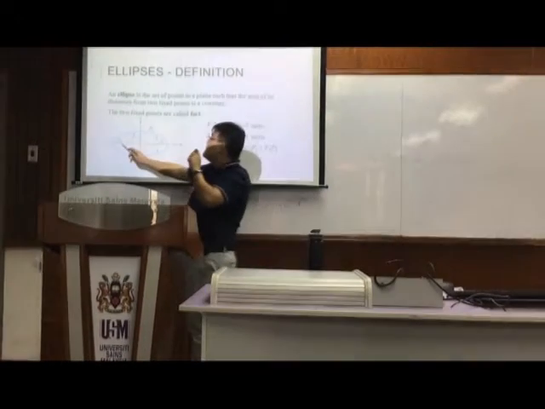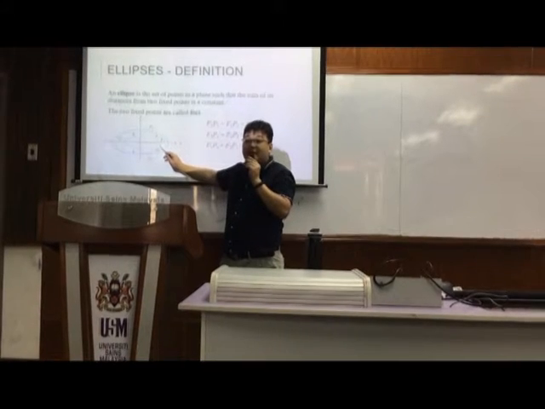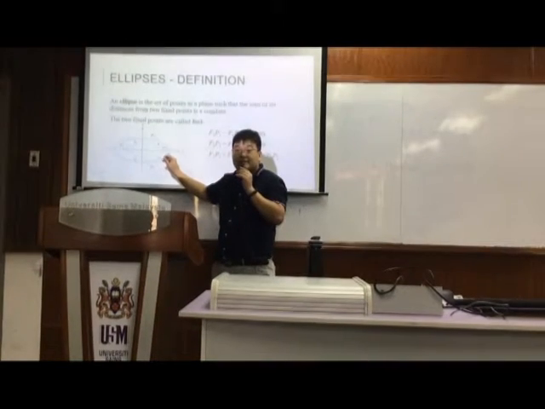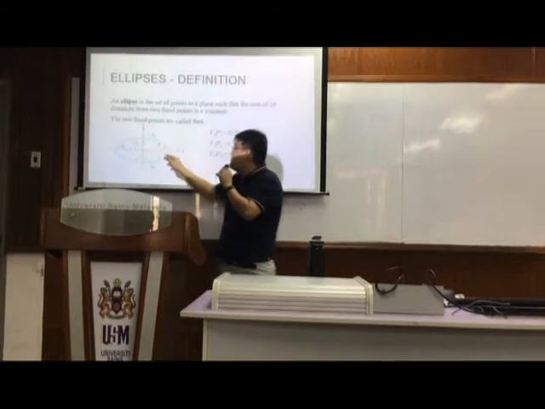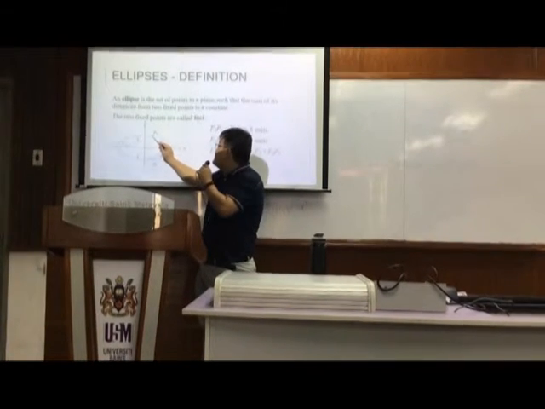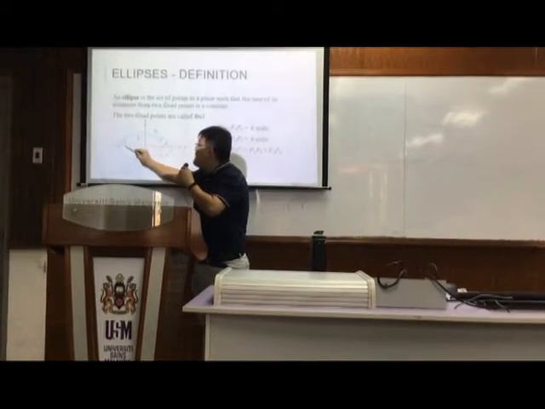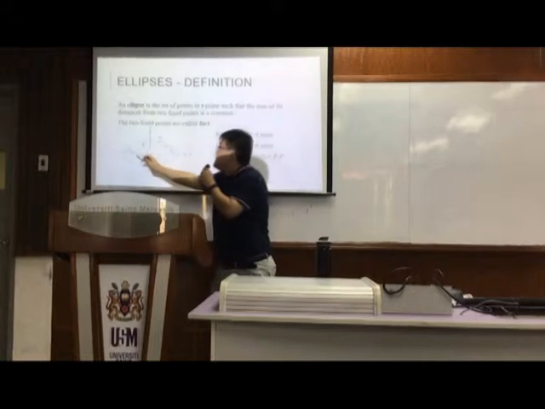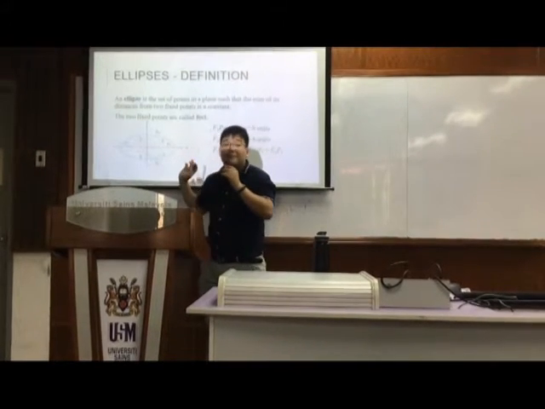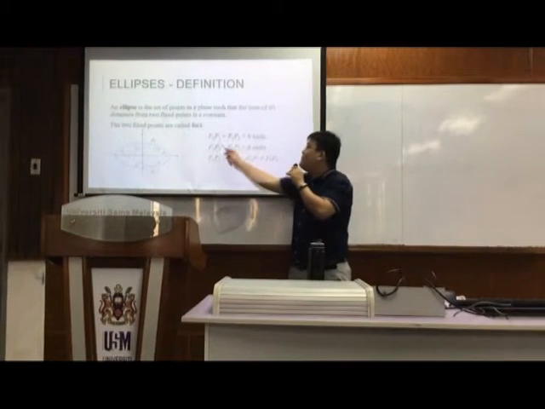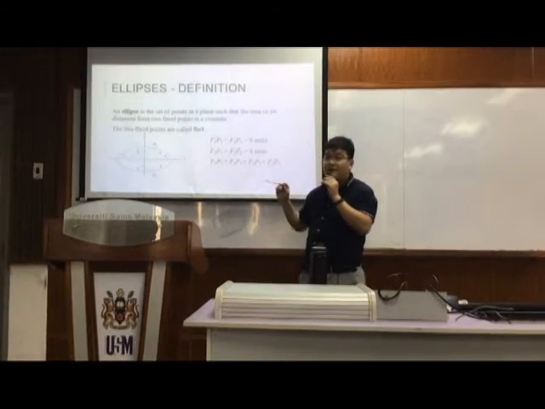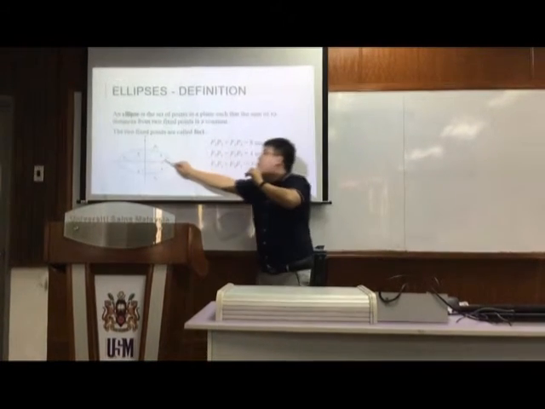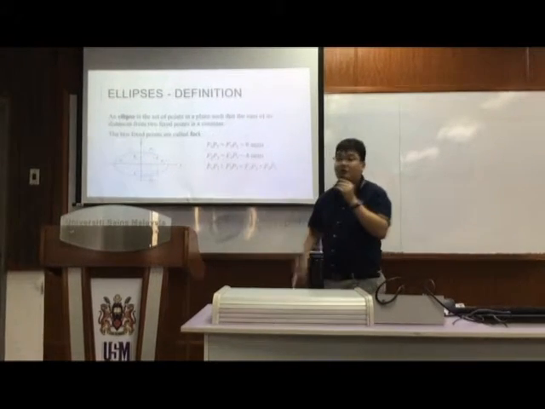So, we have this point, foci F1, and this point, focus F2. Foci is plural, focus is singular. So F1 and F2. You take one point like this one, P1. So P1 to F1 plus P1 to F2 is also equal to F1 to P2 plus F2 to P2. Since F1P1 equals F1P2 equals 8 units, we use numbers for an easy representation. Then F2P1 and F2P2 are 4 units.